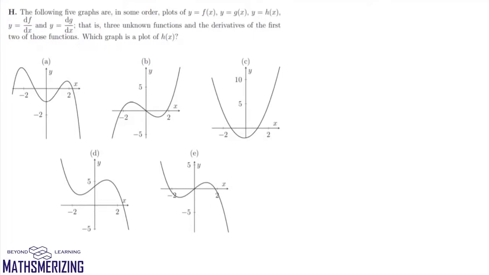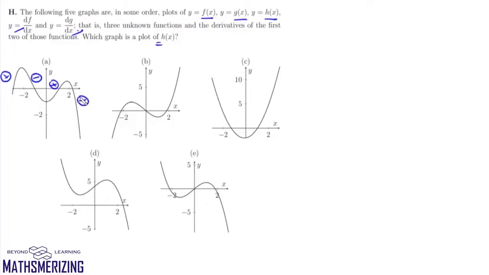Question number H is, the following 5 graphs in some order plot y equals f(x), g(x), h(x), df/dx and dg/dx. We need to find out what is the plot of h(x). Now we'll take this first function. When x is less than -2, this function is increasing. So here f'(x) should be positive. Between -2 and 0, the derivative should be negative. Between 0 and 2, again it should be positive. And then after 2, this again should be negative.